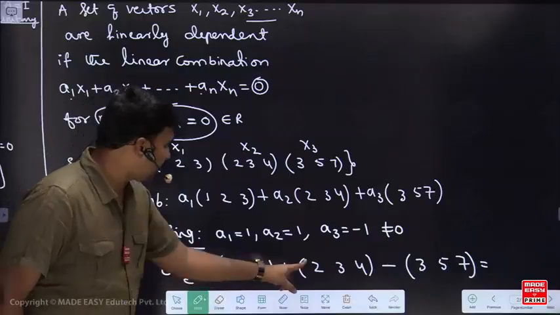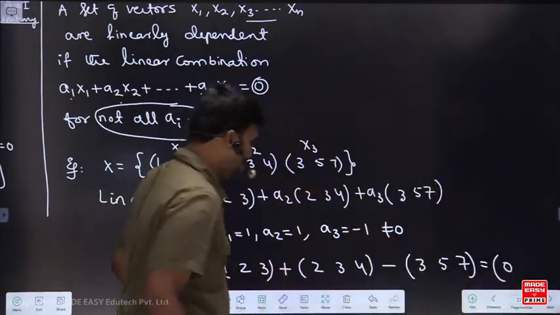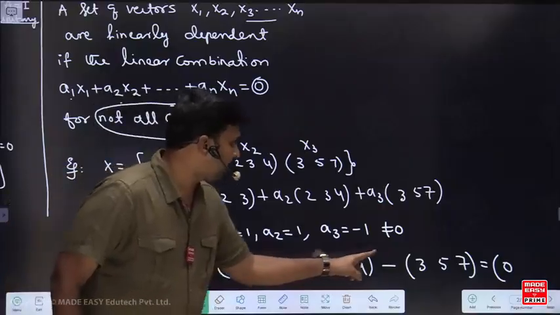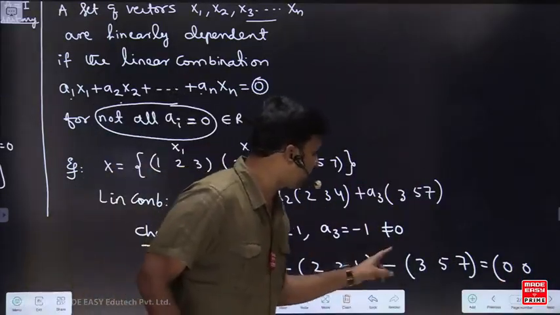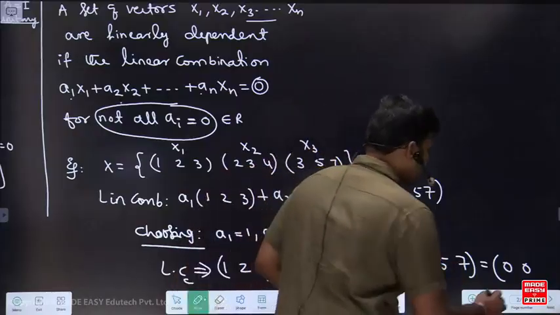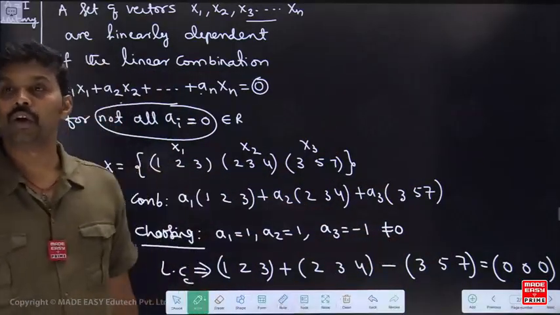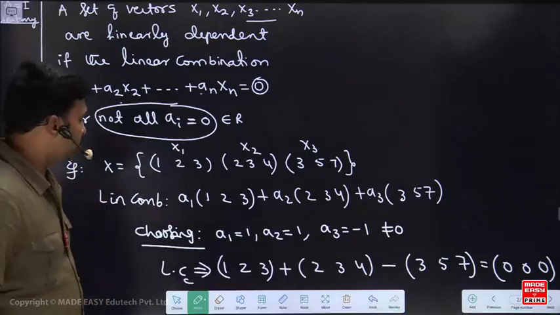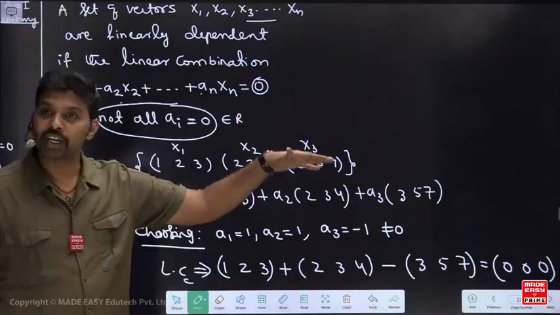Now 1 plus 2 is 3, 3 minus 3 is 0. Now 2 plus 3 is 5, 5 minus 5 is 0. And then 3 plus 4 is 7, 7 minus 7 is 0. See, you got the 0 vector or not? All of you, you got the 0 vector. So for non-zero coefficients, you are getting this linear combination as 0.